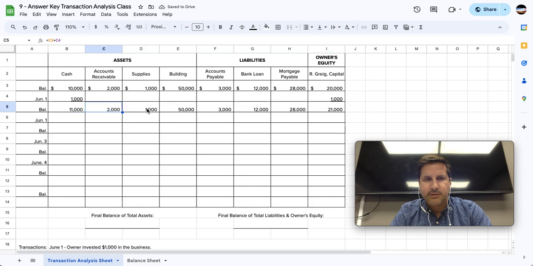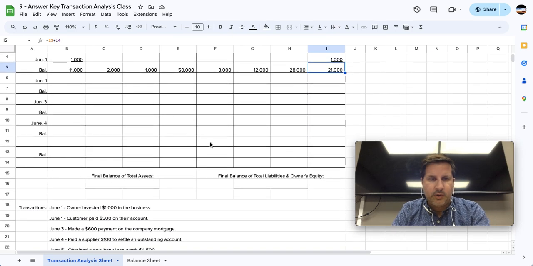So I still have 2,000, 1,000, 50, etc. And then my capital, I had 20. The owner invested another 1,000. So I now have 21,000 bucks. So beauty, I am done that. Let's go on to our next transaction.